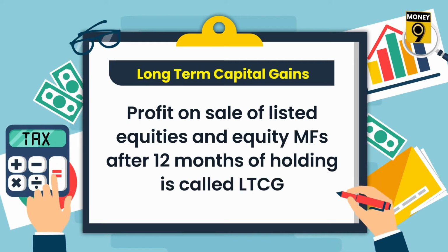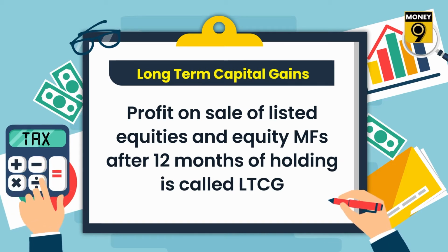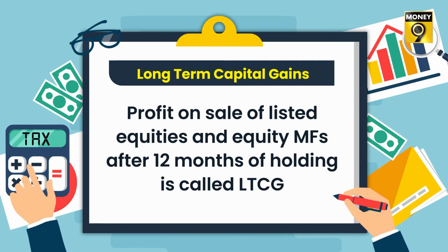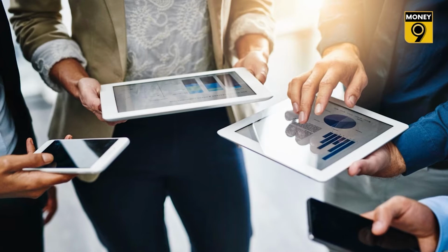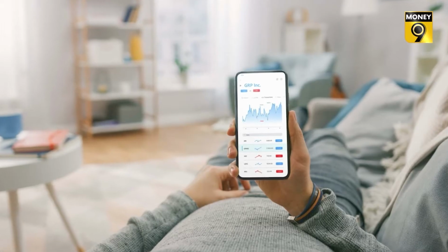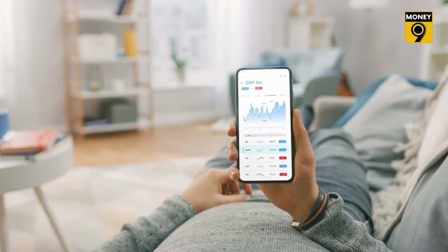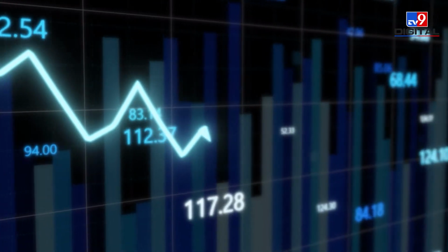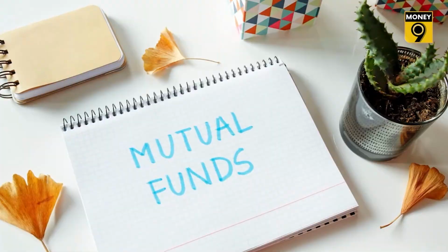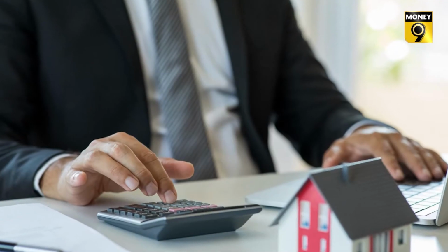Capital gains arising on sale of all listed equity shares and equity mutual funds held for more than 12 months are treated as LTCG. In case of unlisted shares, the holding period is 24 months for the gains to be considered as LTCG. When listed shares and equity mutual funds are sold before holding them for 1 year, the gains arising out of that are called short-term capital gains.